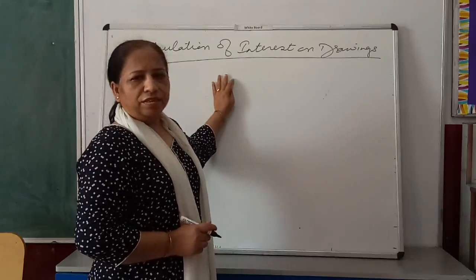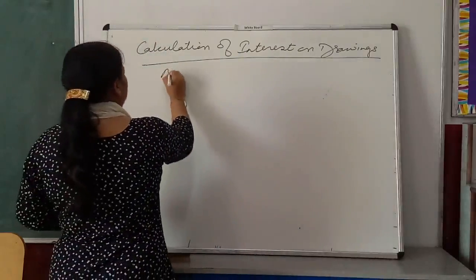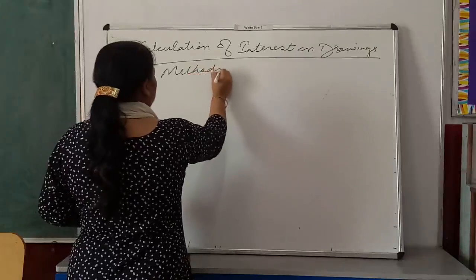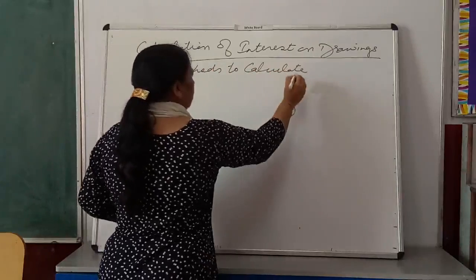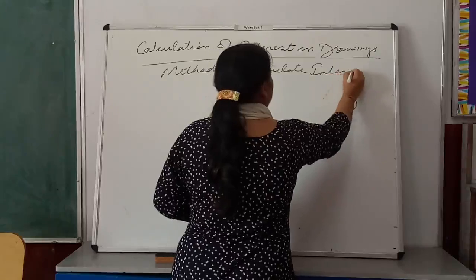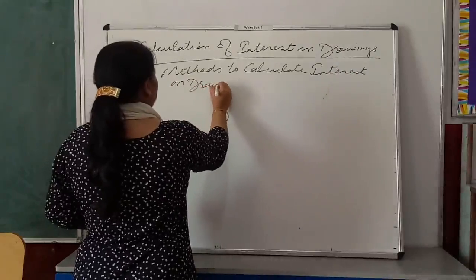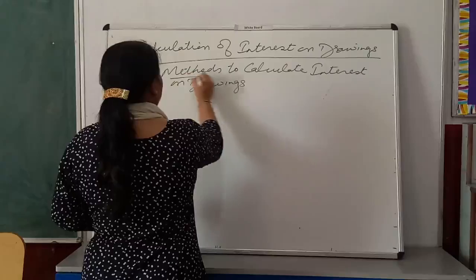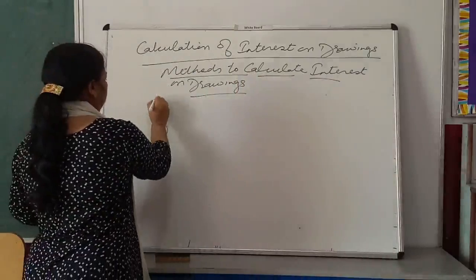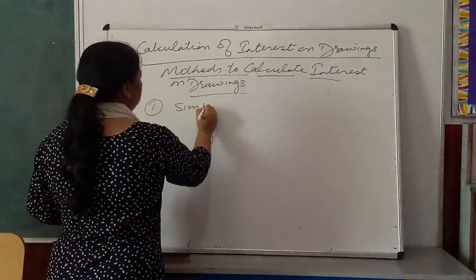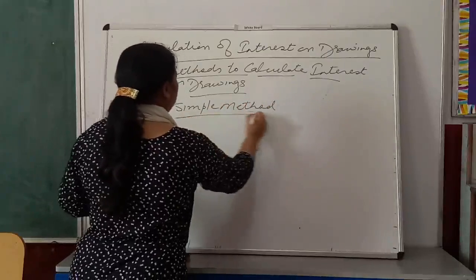There are two methods to calculate interest on drawings. First method is the simple method to calculate interest on drawings.